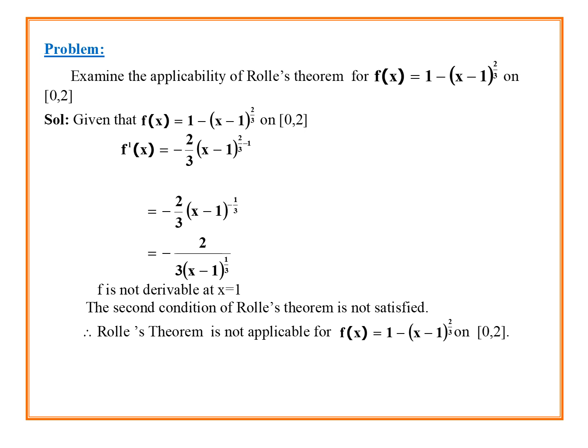The second condition of Rolle's theorem is not satisfied. What are the three conditions of Rolle's theorem? f is continuous on the closed interval [a, b], f is differentiable on the open interval (a, b), and third, f(a) is equal to f(b). So clearly, Rolle's theorem is not applicable for the given function f(x) equals 1 minus (x minus 1) to the power of 2 by 3 on the closed interval [0, 2].